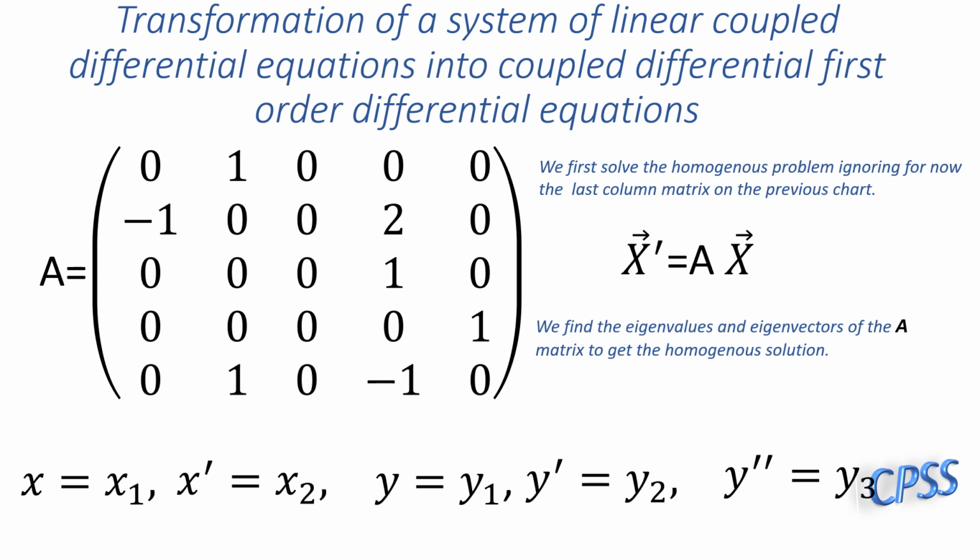And here's the problem that I'm talking about. You see the right side of the equation here, and this is the column vector represented. So we need to find the eigenvalues and eigenvectors of the matrix to get the homogeneous solution.